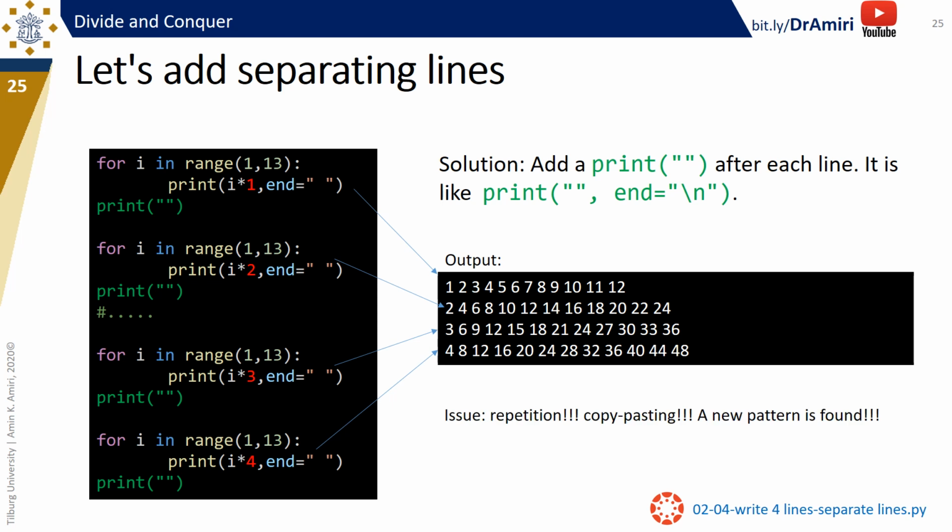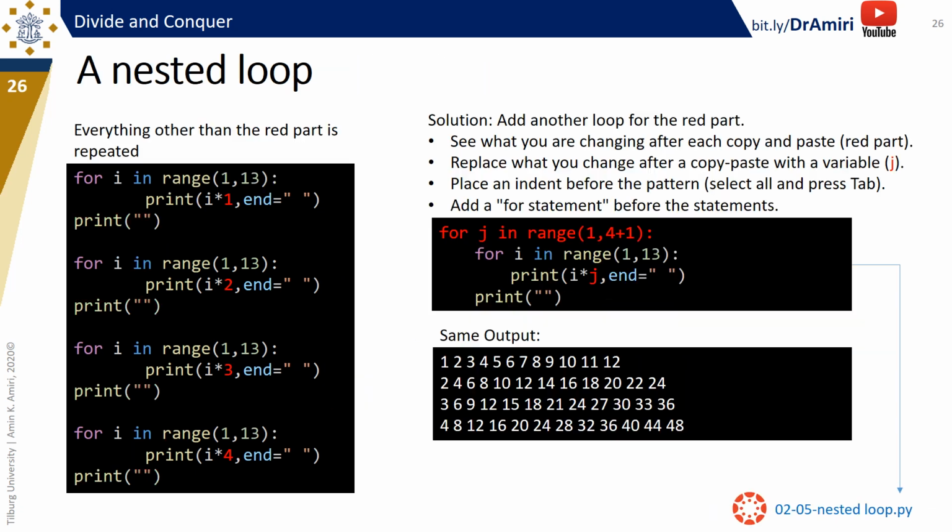However, if we look at the code, we see a pattern in several continuous lines. You can easily identify that pattern as a for loop and a print with an empty string. So that means we need to use another for loop. So this calls for a nested loop.